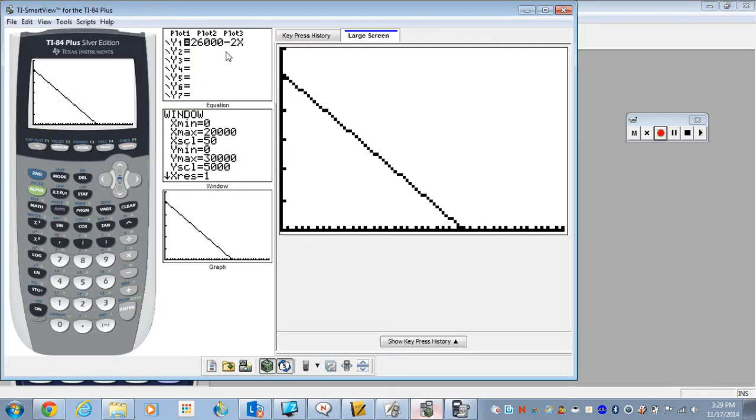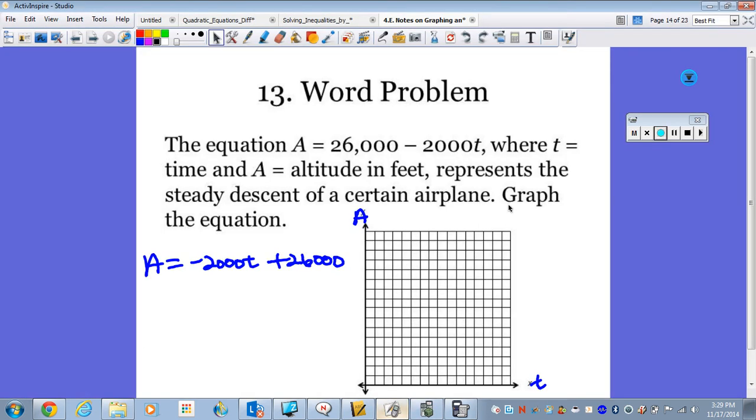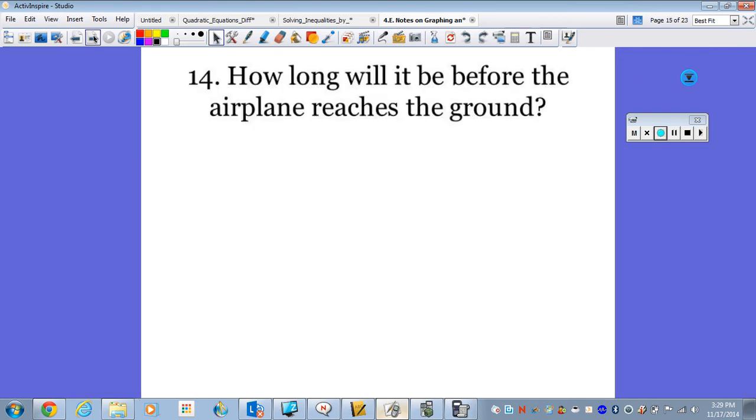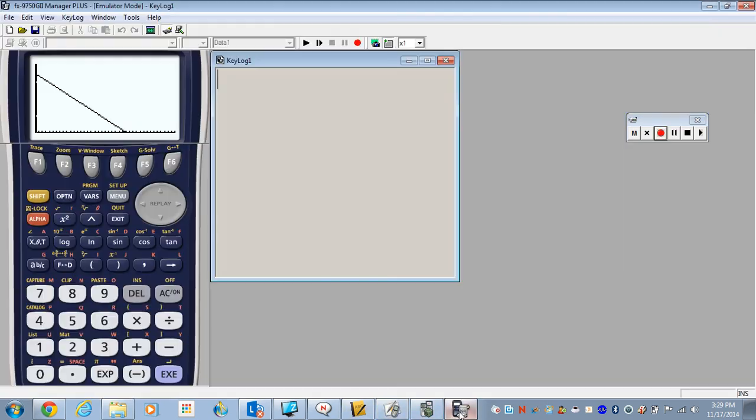Here you can see the equation. Here you can see what I did with the window. This is actually really cool, where you can see all that. And then here's the graph. I wanted you to see how that goes in so that you can put all of that in. That's what the graph looks like, and you should be able to recreate that. Then what I want you to see is how long will it be before the airplane reaches the ground? If you go back to both of your graphs, I need my x-intercept.